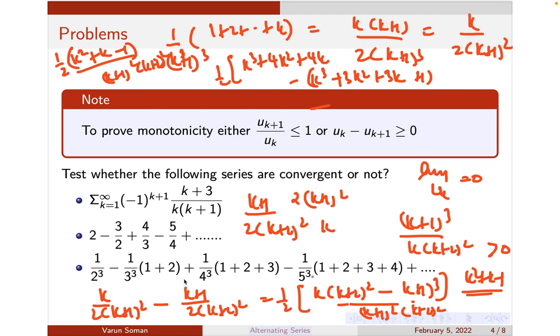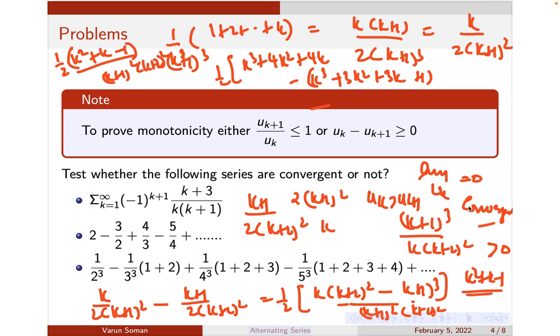That means your uk is greater than uk plus 1. So these uk are monotonically decreasing. It is reducing in size as we go forward. Okay, so that is why these are monotonically decreasing. So this series is also convergent. I hope that is also clear. So this is the alternating series test.